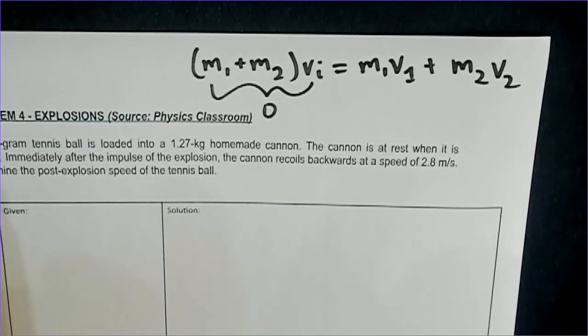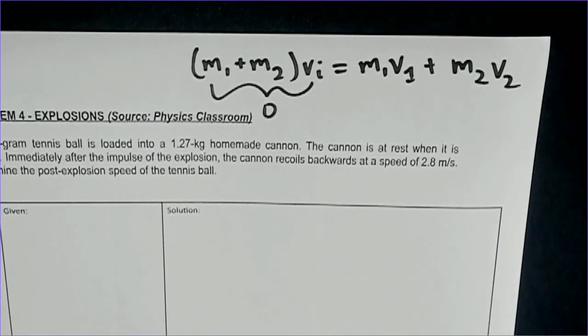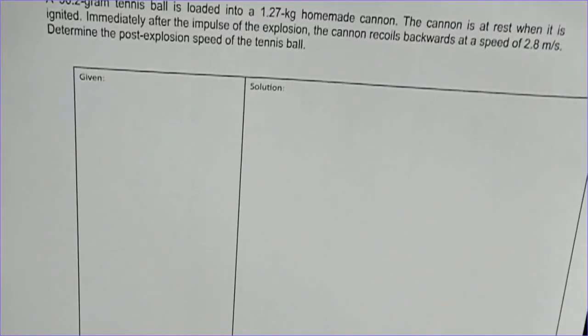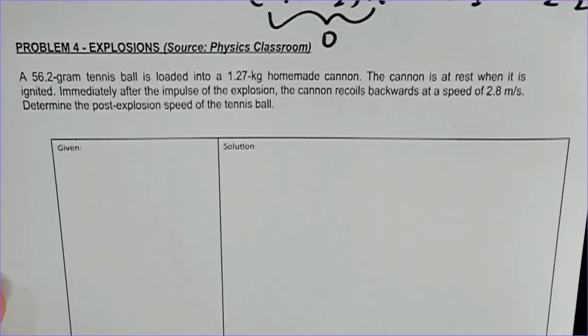For this case, we will go with 0 being the initial momentum, but it could be that the initial momentum is not 0. For example, if you're on a tank wherein your object is moving and then you fire a weapon, then definitely your initial momentum there is not 0. But anyway, let's take a look at the problem that we're given.